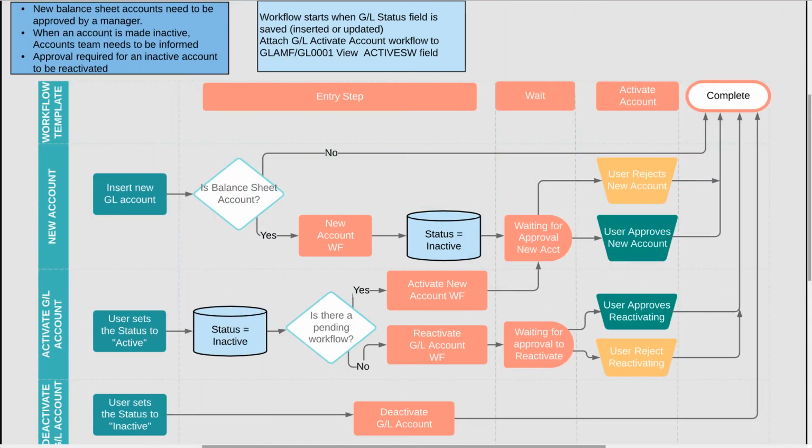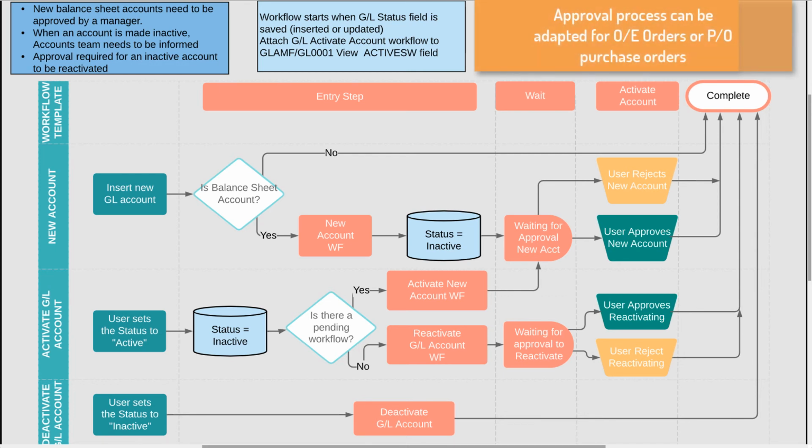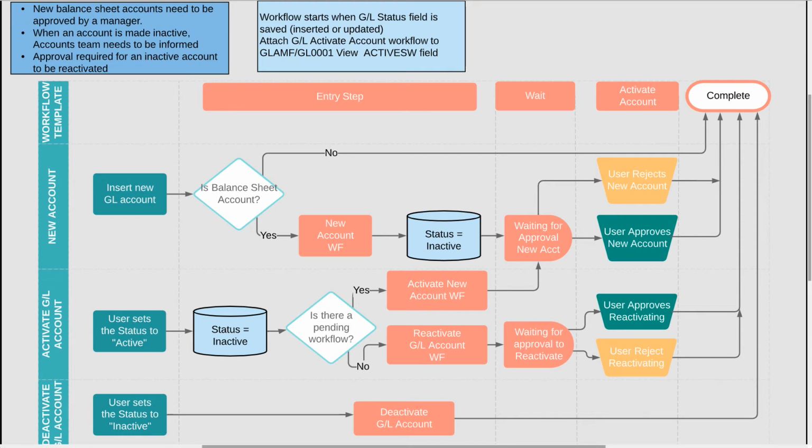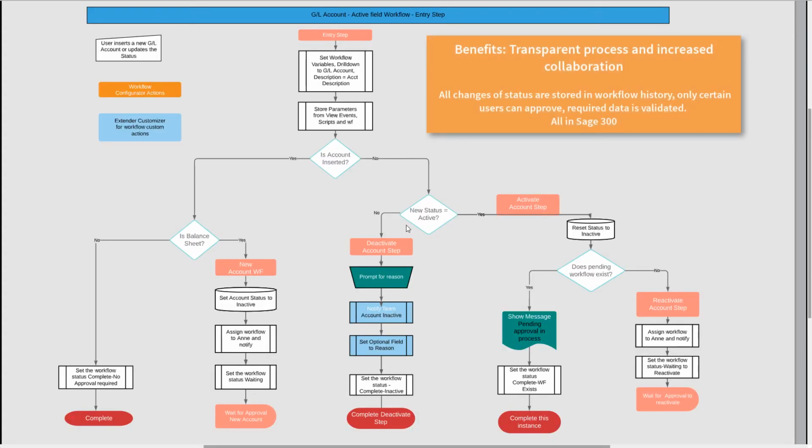So we've now configured a workflow template that is pretty typical of any workflow that you would attach to any master file or transaction header file where you want an approval in certain conditions. In the GL account example, we set the field to inactive. With an AE order, you might set the order to on hold if you want an approval. You can then attach a workflow to the on hold flag. So this is our main workflow.